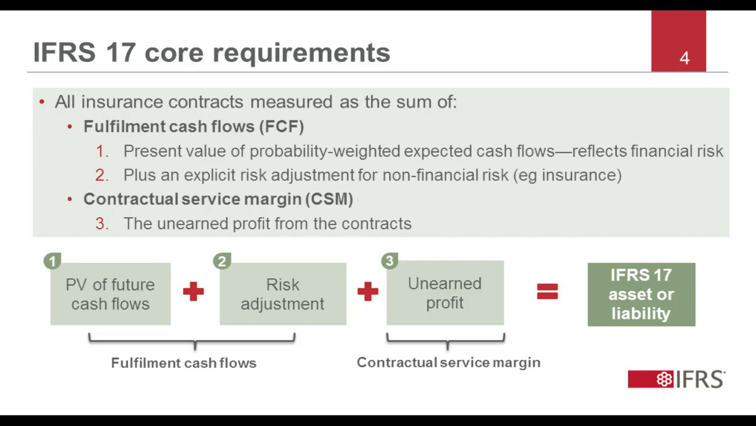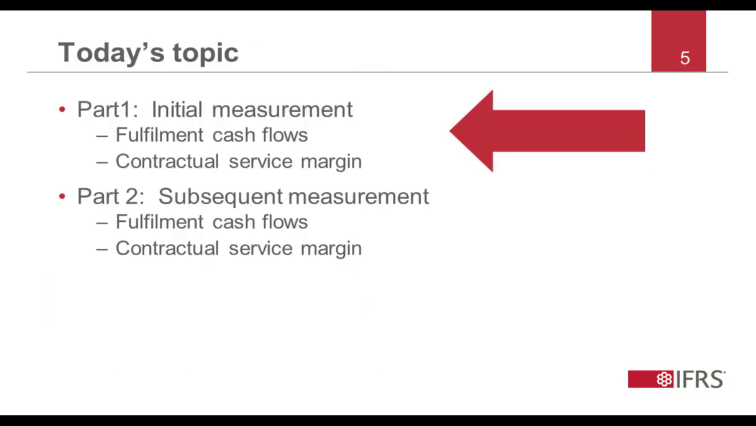Additionally, fulfillment cash flows reflect non-financial risk because a premium for non-financial risk, called the risk adjustment, is added on top of the present value probability weighted cash flows. The second component, the contractual service margin, represents the unearned profit from providing services promised in the contracts. In the past, this was sometimes referred to as the building block approach.